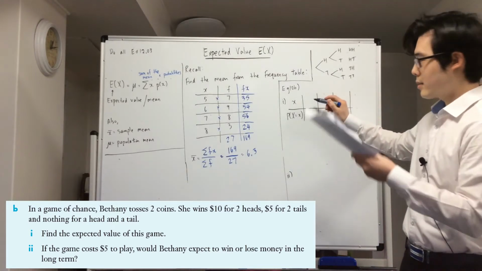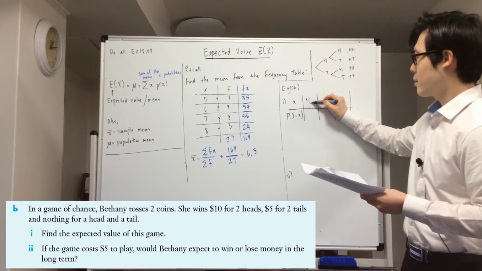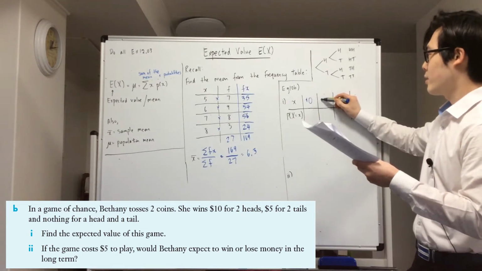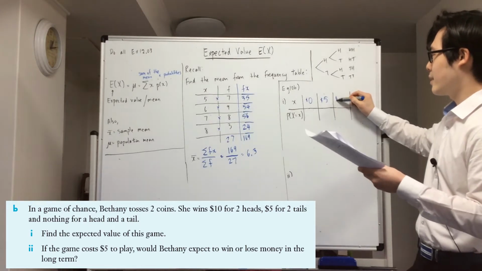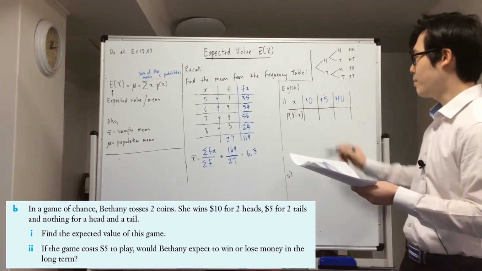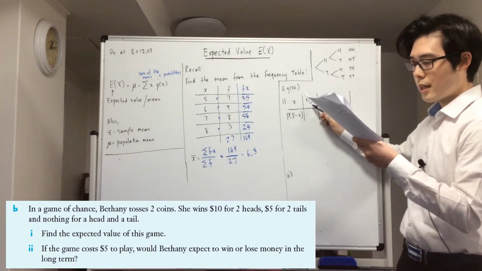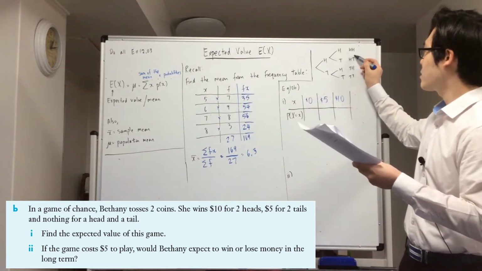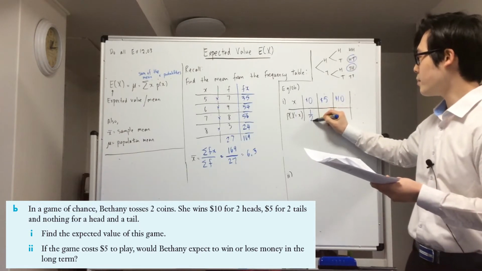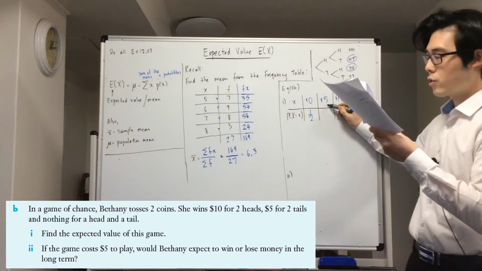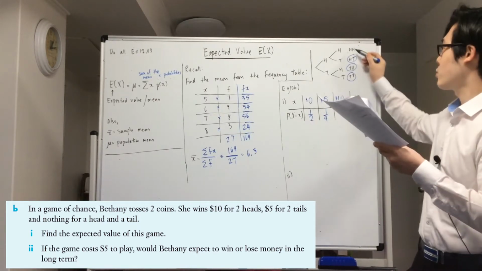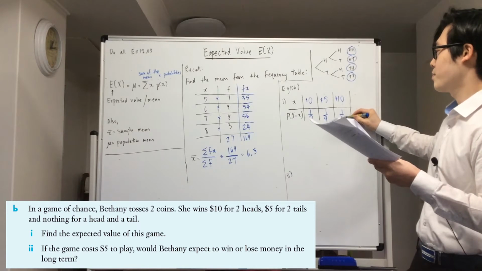So starting with $0, because in every game you can always earn nothing. And then the next amounts that you earn, it says in the question, are $5 and $10. Okay? Now let's assign the probability like we did last lesson. So in this question, it says you get nothing for a head and a tail. So that means these two. So that's 2 out of 4, which is a half. It says you earn $5 for 2 tails. So that's just 1 out of 4. And $10 for 2 heads. So that's also 1 out of 4.